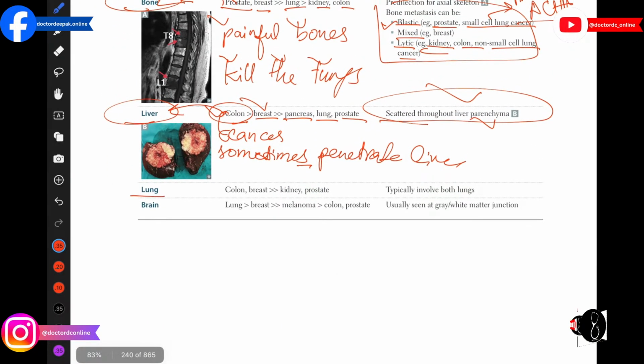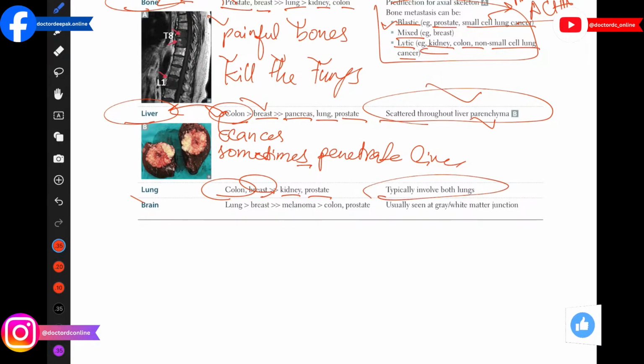Next is the lung. In the lung, the most common primaries are colon and breast, and second, kidney and prostate. Metastases typically involve both lungs. It is not confined to one side of the lungs; it involves both lungs when cancer metastasizes to the lungs.